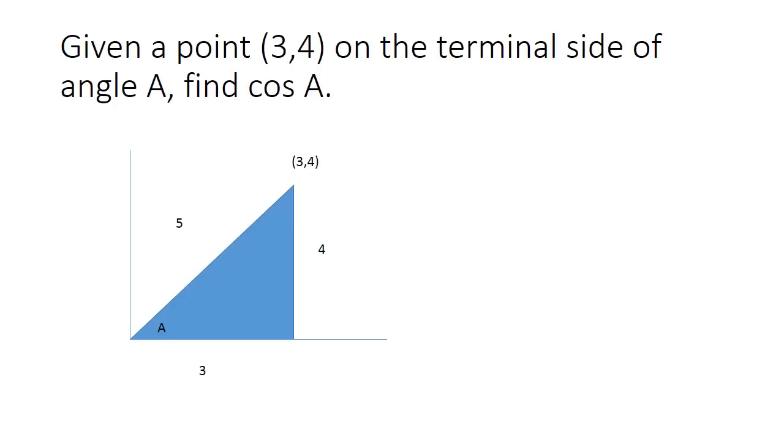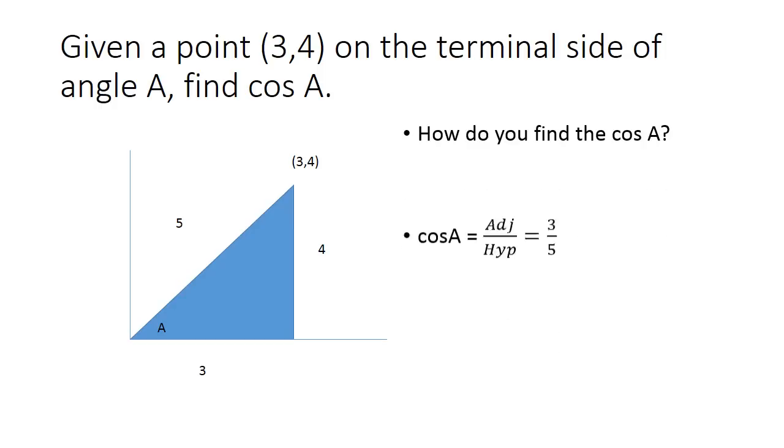Okay, so we know all sides. How does that help me find the cosine of A? You might recall the rule that cosine of A is the adjacent side divided by the hypotenuse. In this case, that's 3 divided by 5. Now, what if I asked you the sine of A? Do you remember the rule for that? Well, that would be the opposite side divided by the hypotenuse. That would be 4 over 5.